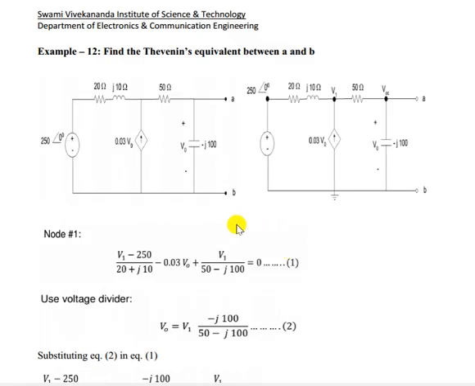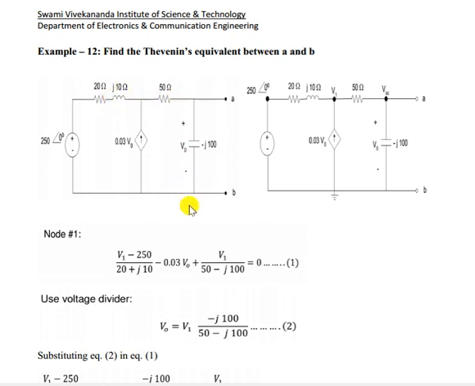So again, that is a problem for the Thevenin equivalent circuit. You have to find it between points A and B. So we can apply nodal analysis. This is node 1. So that is (V1 minus 250) divided by the total impedance 10 plus j10. Current leaving is positive, current entering is negative. Here, V1 minus this value we got, so current is leaving, we consider it positive, and this is entering, meaning negative, so minus 0.03 V0, again (V1 minus 0) divided by (50 minus j100).